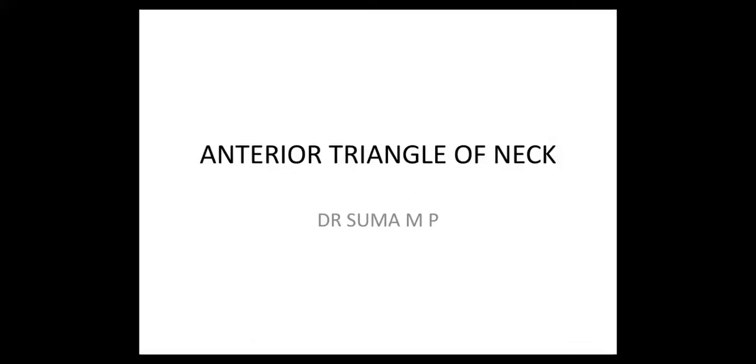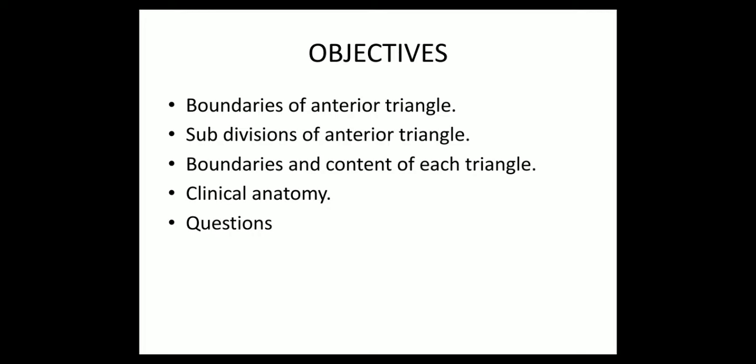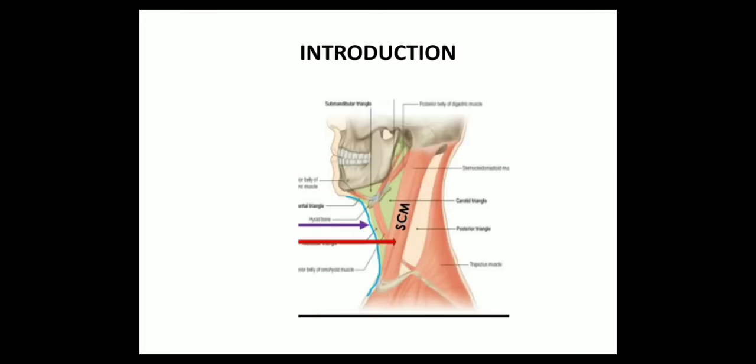Hello everybody. This session is about the anterior triangle of the neck. The objectives are, at the end of this session, you'll know about the boundaries of the anterior triangle, subdivisions of the anterior triangle, boundaries and content of each triangle, and the clinical anatomy. And at the end of this session, a few questions will be given related to this topic.